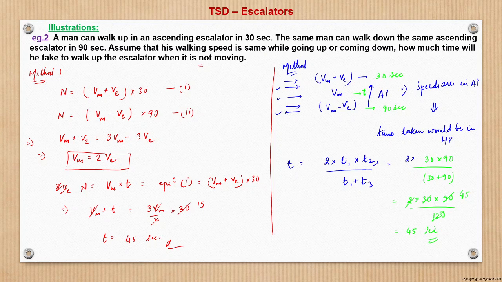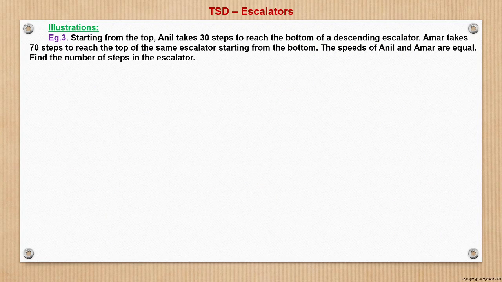Whenever we have been given times and we know that they are covering the same distance and the speeds are in AP, we can say that the times would be in HP, harmonic progression. So the time is the harmonic mean of the two given times, and that becomes 45 seconds. This is method 2. Now let's move to question number 3.